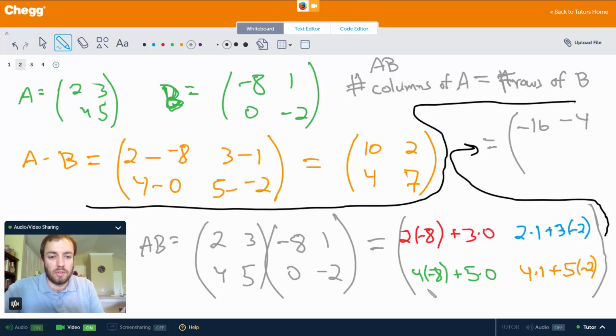And then we have 4 times negative 8 is negative 32. And then 5 times 0 is 0. So we just end up with minus 32. And then finally, 4 times 1 is 4. And then plus 5 times negative 2, so that's 4 minus 10, because 5 times negative 2 is negative 10, so that's 4 minus 10, which is negative 6. Okay, so then we have negative 6 here.